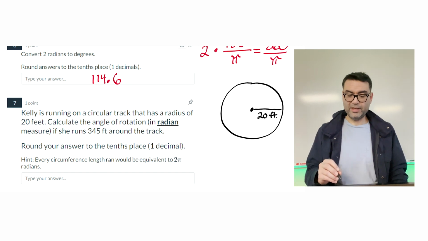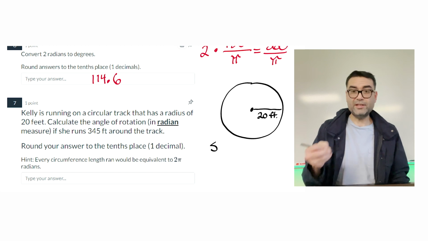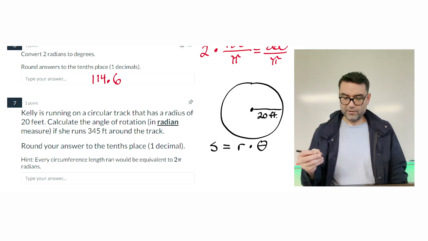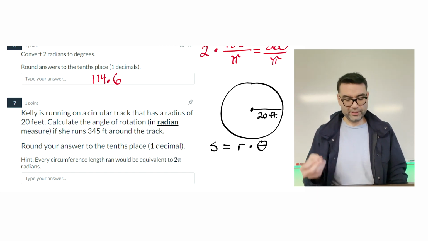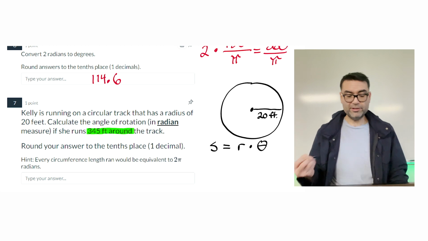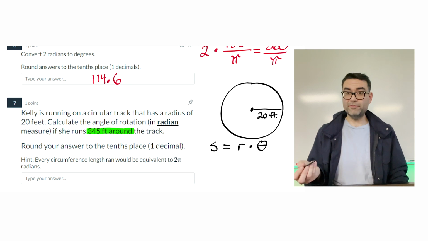So what we're actually seeing here is an extension of the arc length formula. We know that the arc length, the distance around the circle, is equal to r times theta. We know that the radius of this track is 20 feet. We're looking for the angle of rotation, and we're given how far around the track she runs. She runs 345 feet around it. So that's our arc length, right? She's running around the circle that far. Theta can be solved for by taking our arc length and plugging it into this formula because we know the radius.